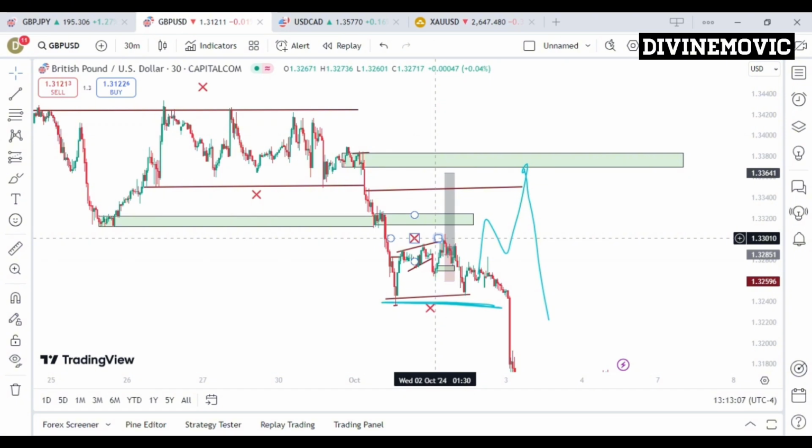It doesn't work all the time. You won't have profit every time. There are times you're going to have losses, and there are times you're going to have profit. Now, this is the review for GBPUSD.